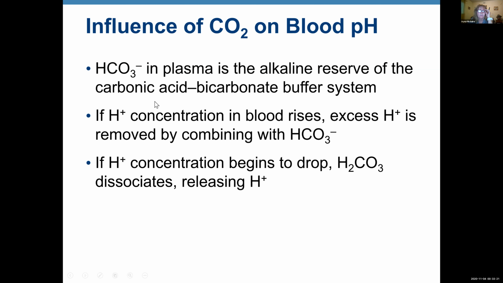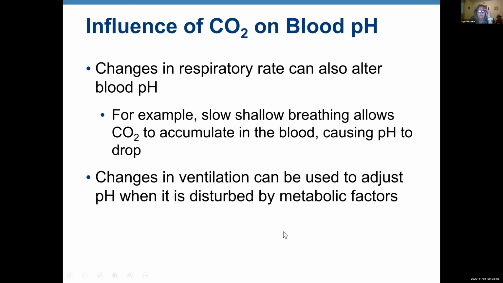If the concentration of hydrogen ions in the blood rises, the blood becomes more acidic. Then these excess hydrogen ions are removed by combining with bicarbonate. If the concentration drops, then carbonic acid dissociates, releasing hydrogen ions. So this is how your blood regulates its pH through the carbonic acid bicarbonate buffer system.